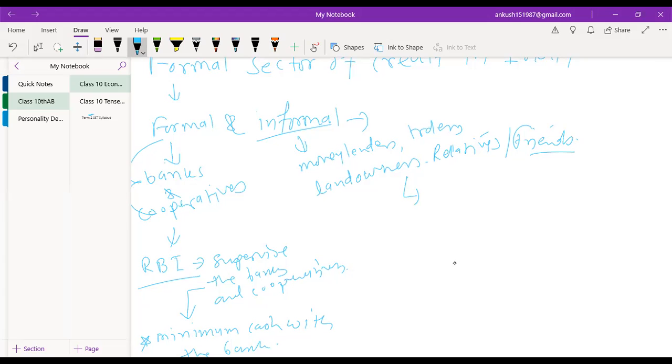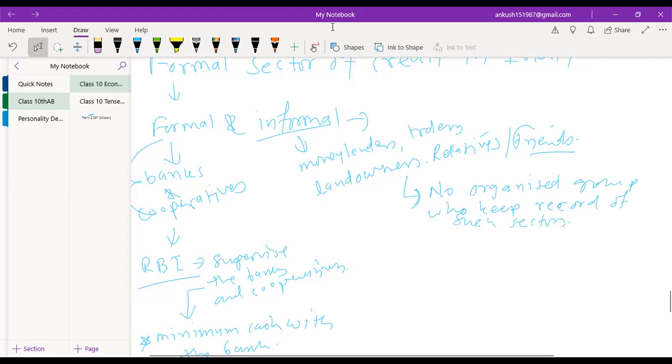The biggest loophole of this informal sector, in the favor of farmers or other people who are borrowing the loan from these people, is that there is no organized group who keeps a record of such sectors, as RBI does. There is no organized group who keeps record of such sectors.